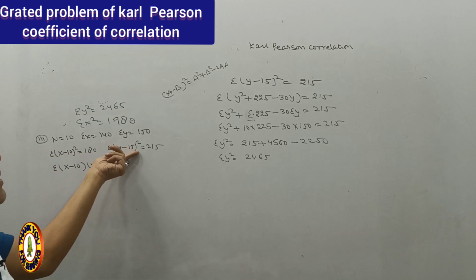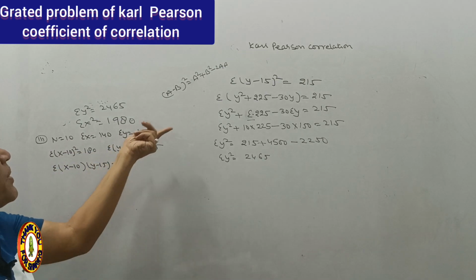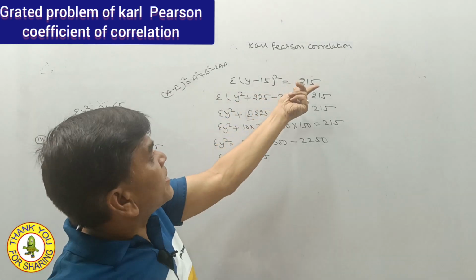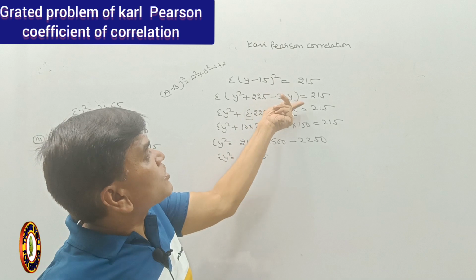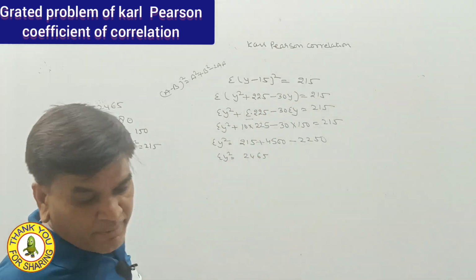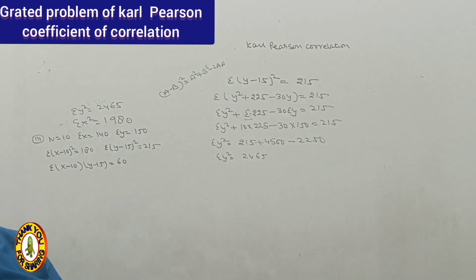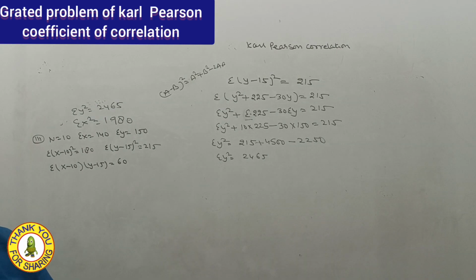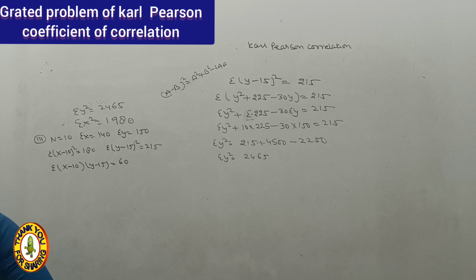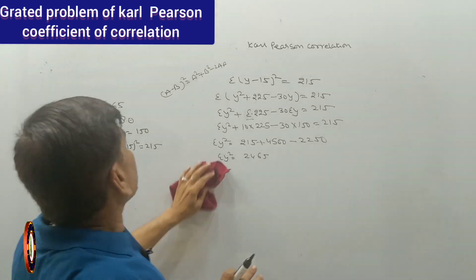So putting this sigma y minus 15 raised to power 2, that is 215, we open this a square plus b square minus 2ab and getting the result of sigma y square. So the value of sigma y square we have calculated, that is 2465. Okay. Now we want sigma xy.